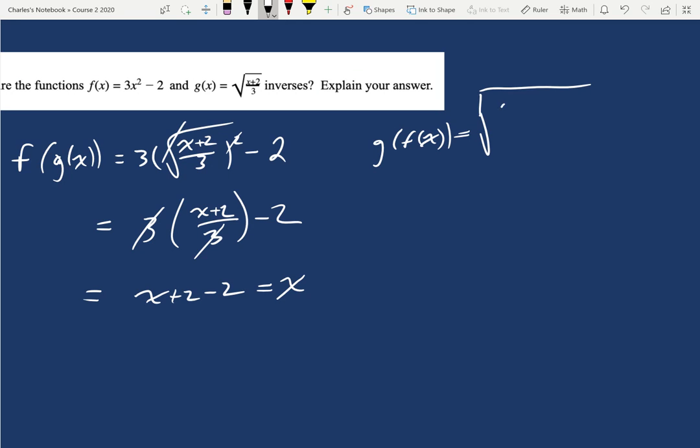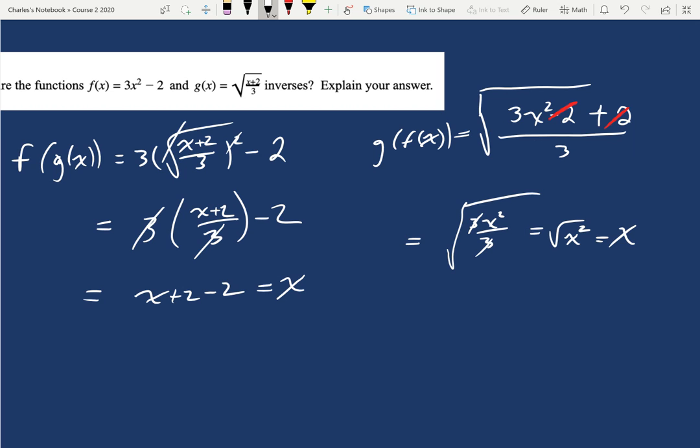So I get g of x is equal to the square root of blank plus 2, divided by 3. Inside the blank goes 3x squared minus 2. I don't really need these parentheses at this point. I notice that the minus 2 and the plus 2 are going to cancel. Then I'm going to have the square root of 3x squared divided by 3. The 3's are going to cancel. I get the square root of x squared, and that cancels to x.